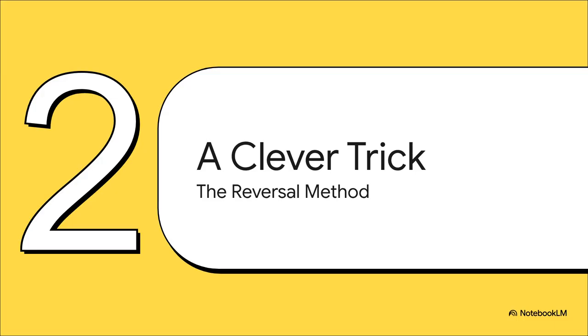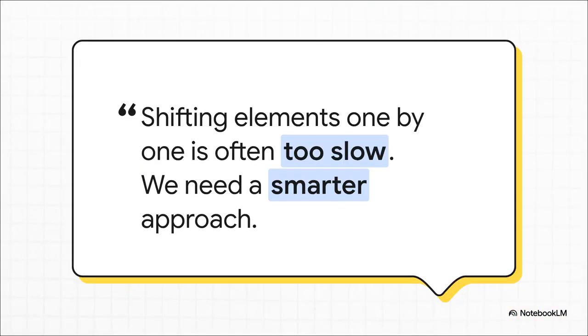Okay, next up, a clever 3-step trick. This is the fun part. So how do we actually pull this off? More importantly, how do we do it efficiently, especially without using up a bunch of extra memory? Well, there's a brilliant little algorithm for exactly this. Now, your first instinct might be, okay, I'll just move everything 1 spot to the right, and then do that again and again, k times, right?